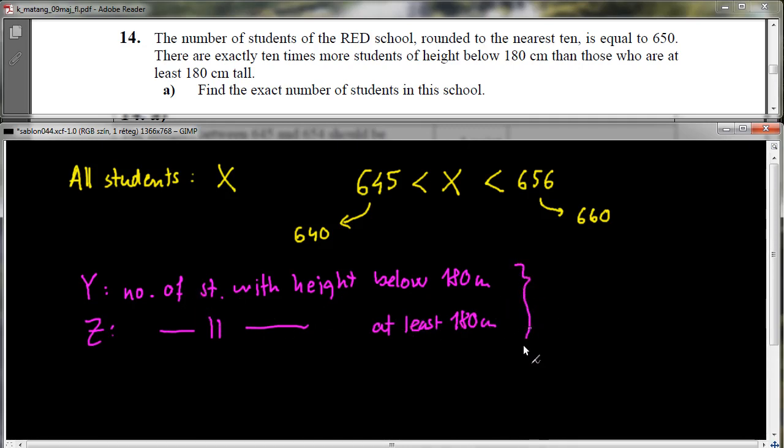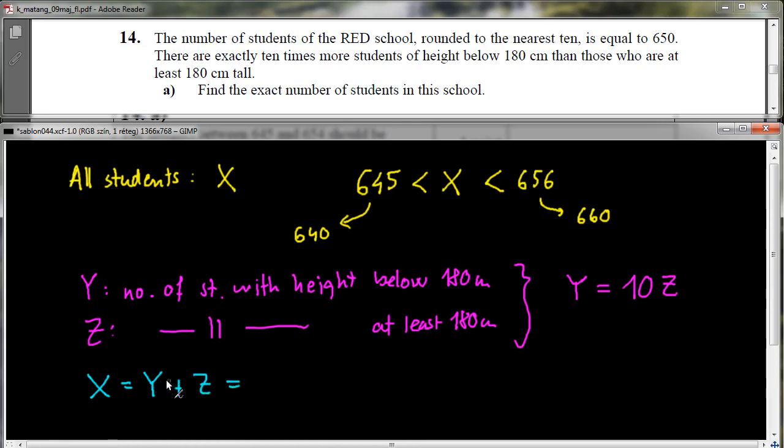So what do we know? We know that the number of students with height below 180, so y, is exactly 10 times more than the other ones. So y is 10 times z. So what do we know? For all students, we can write y plus z. So x is equal to y plus z. The all students are the students who are shorter and the students who are taller.